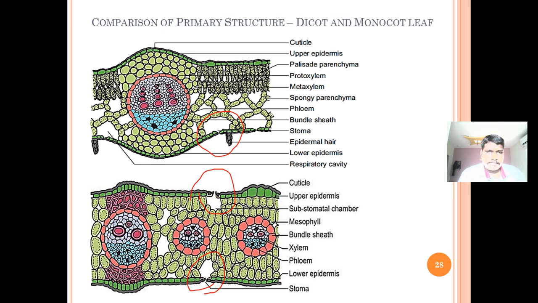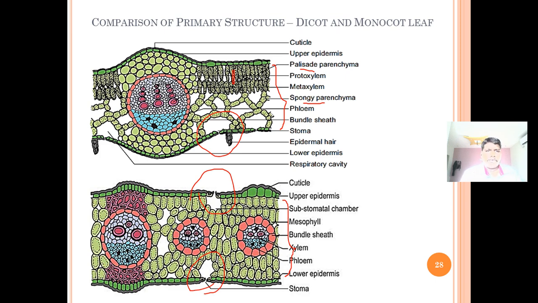Next to the epidermis, you may find the parenchymatous region. The mesophyll tissue is very well differentiated into palisade parenchyma and spongy parenchyma. But here, the mesophyll is not differentiated. Palisade parenchyma is somewhat elongated, and the spongy parenchyma is somewhat irregular in shape.